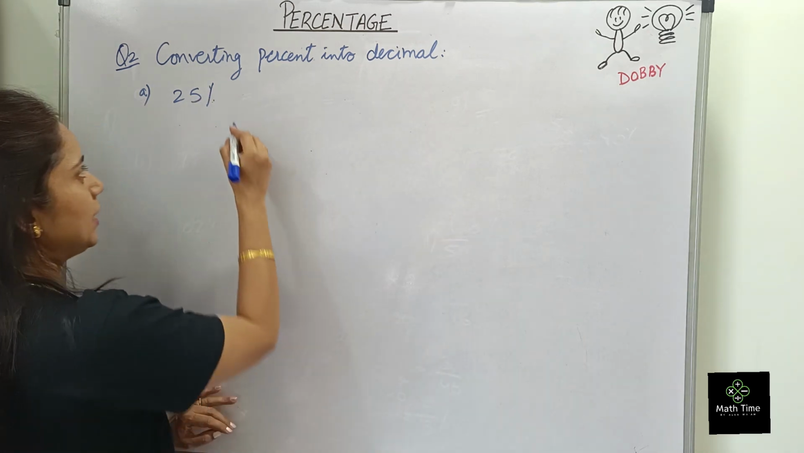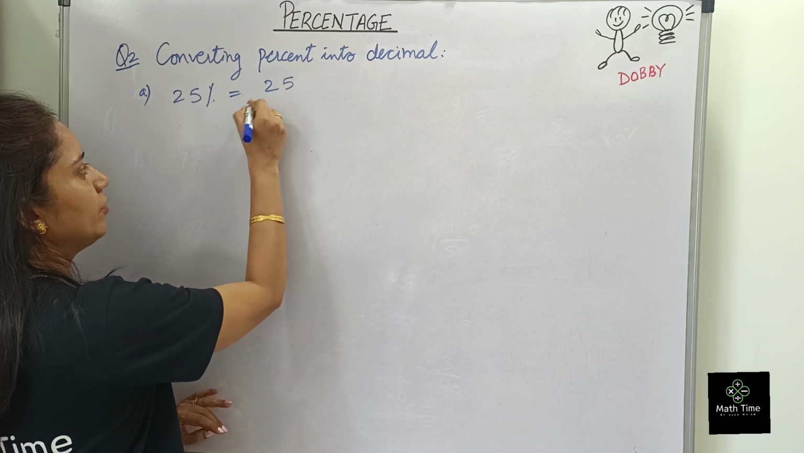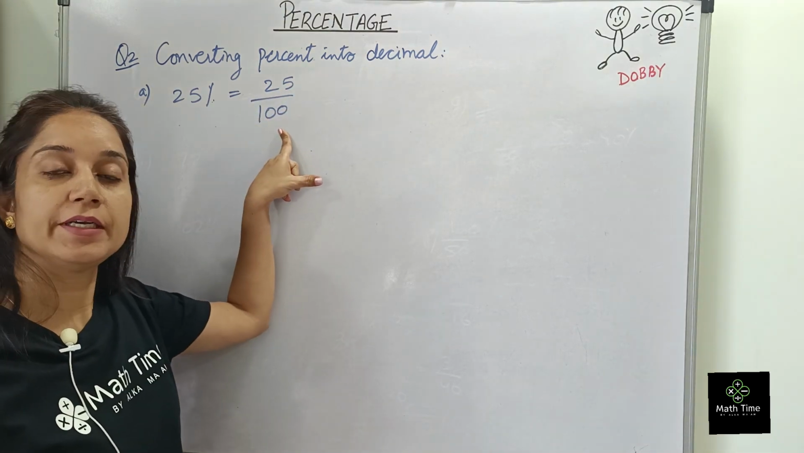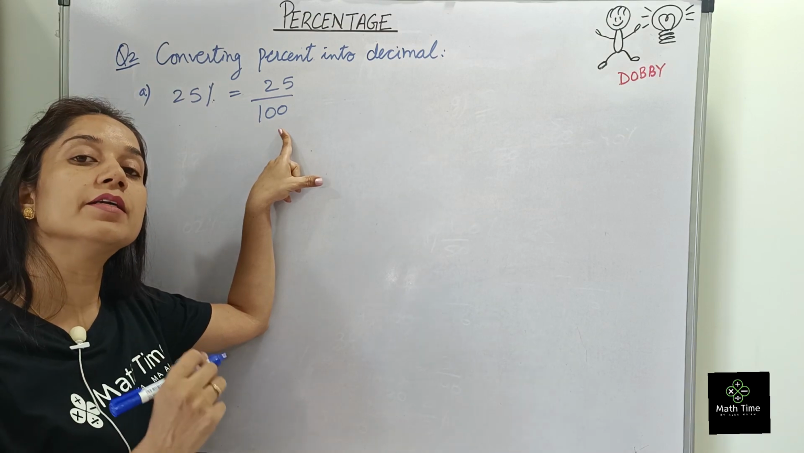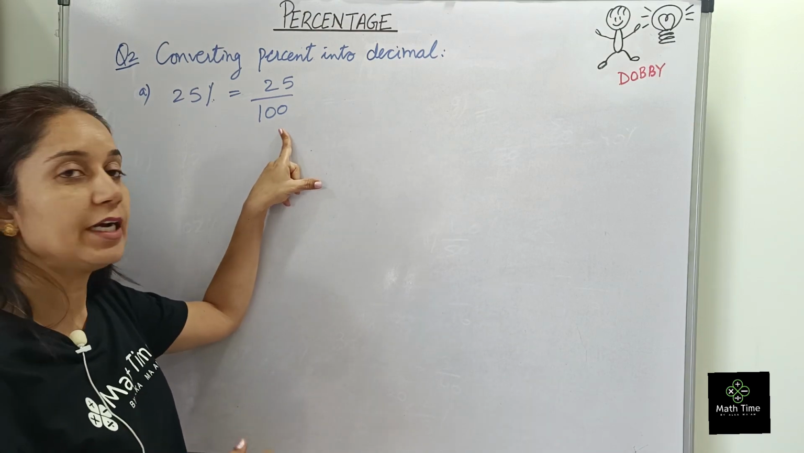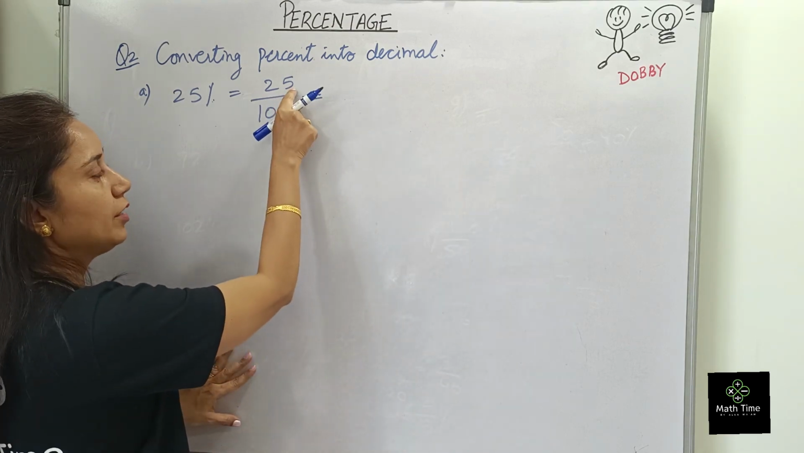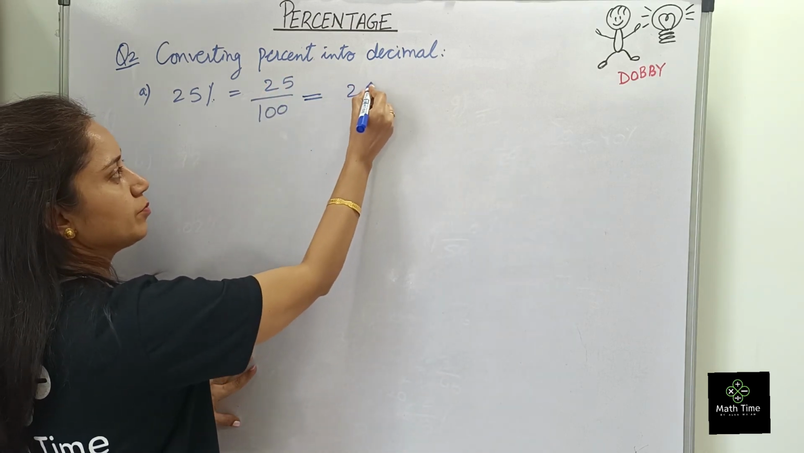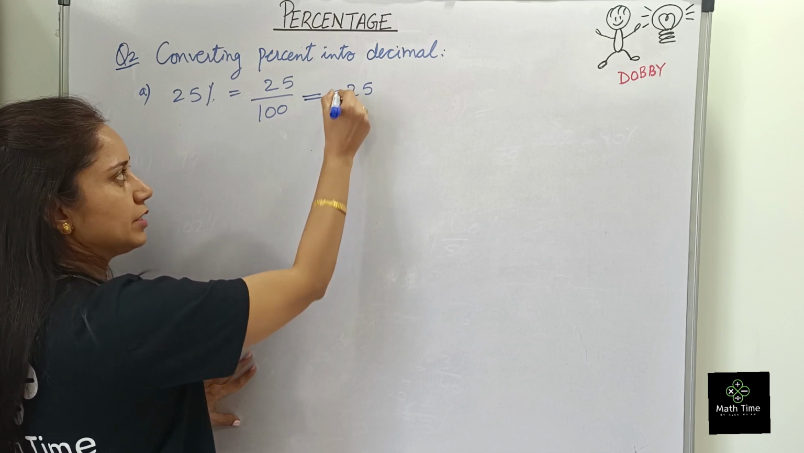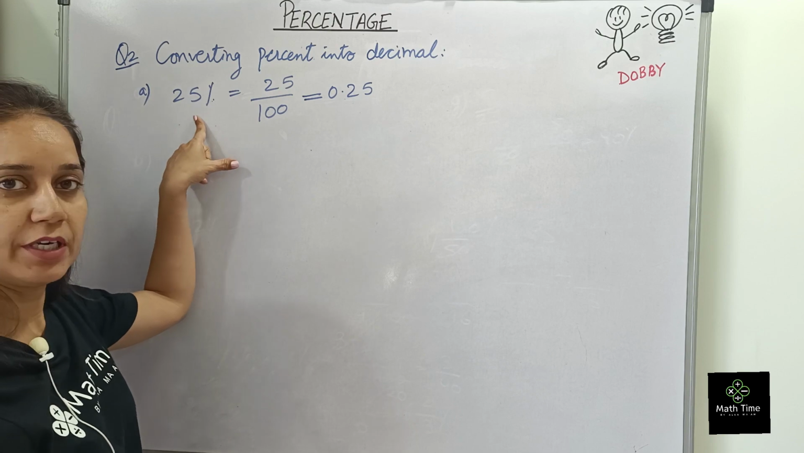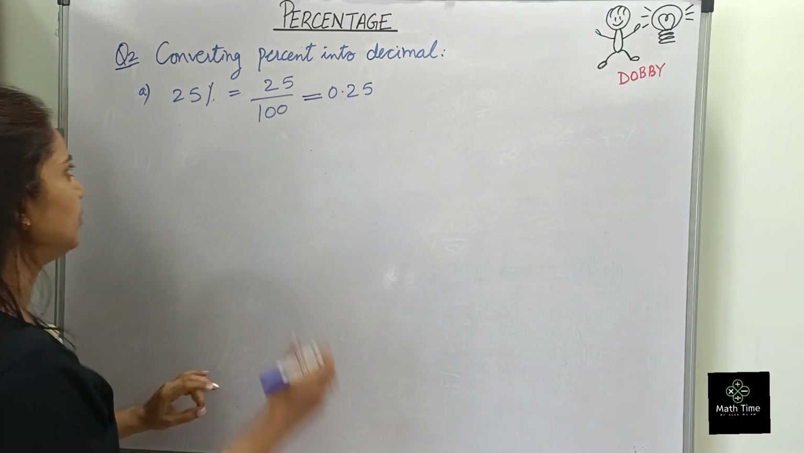25%, as you know, tells you that 25 is out of 100. So first step is this. Now 100 in the denominator tells us that it is at the 100th place of decimal. That means 2 decimal places. From the right side, 1, 2. That means the decimal comes here. From the right side, count 2 places. So we have converted percent into decimal.